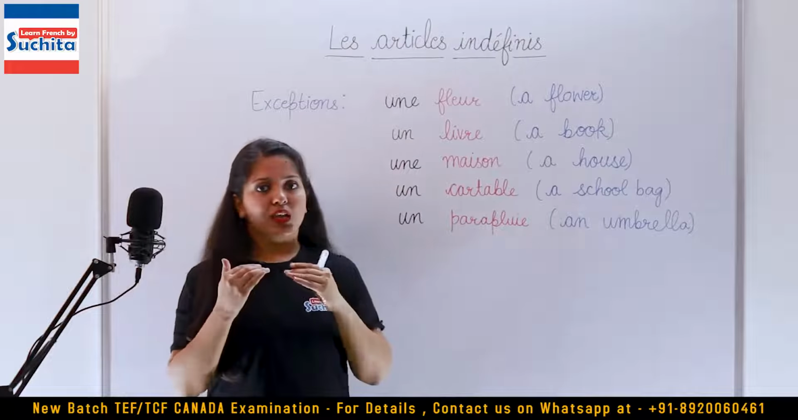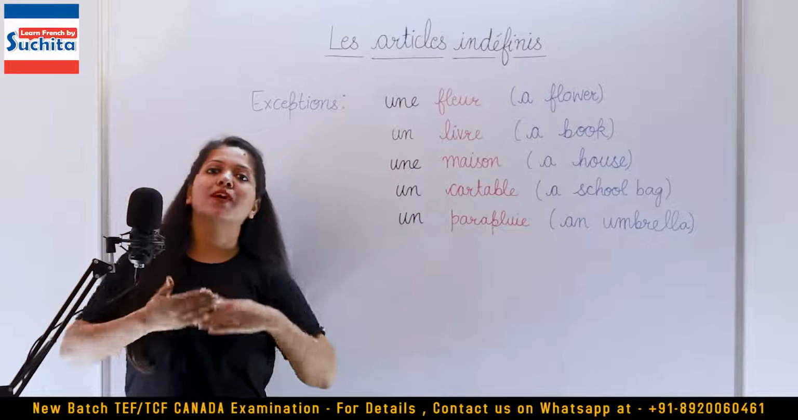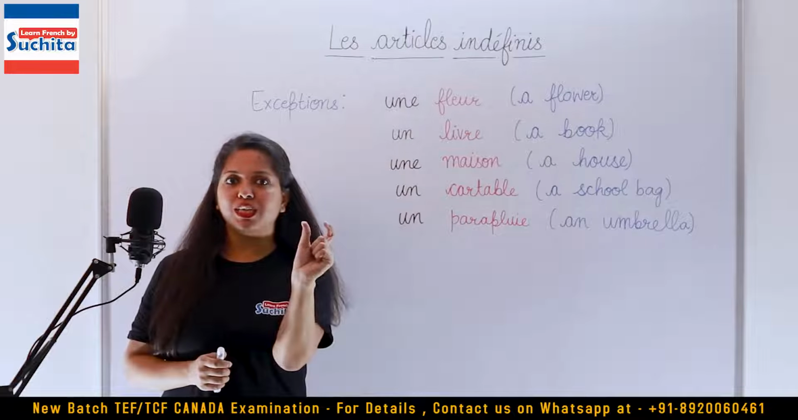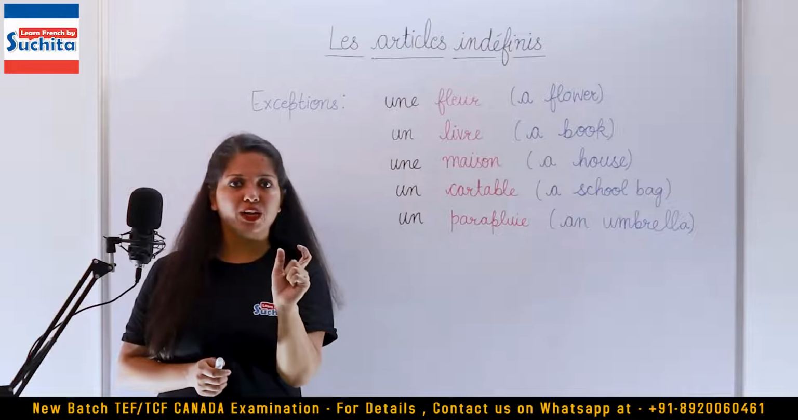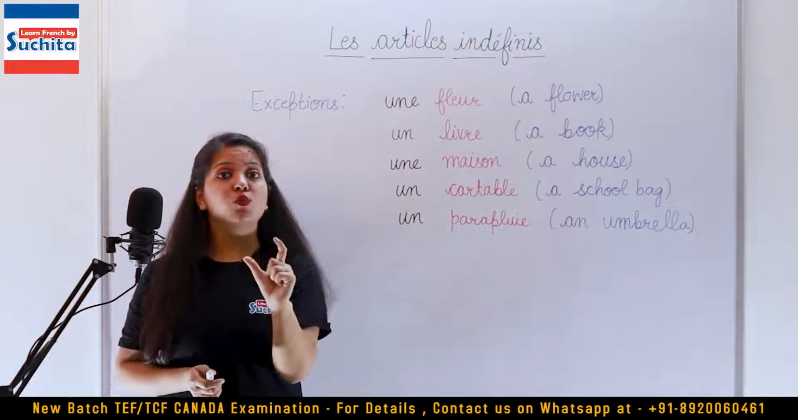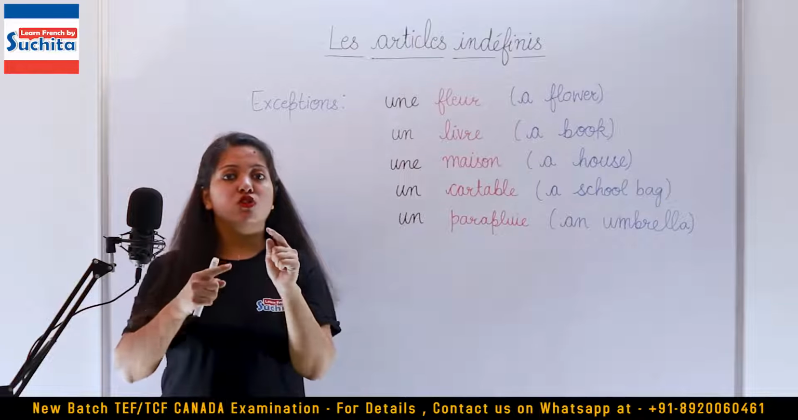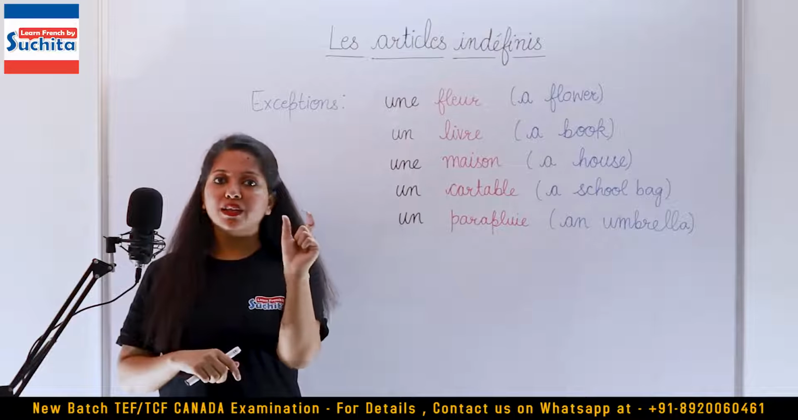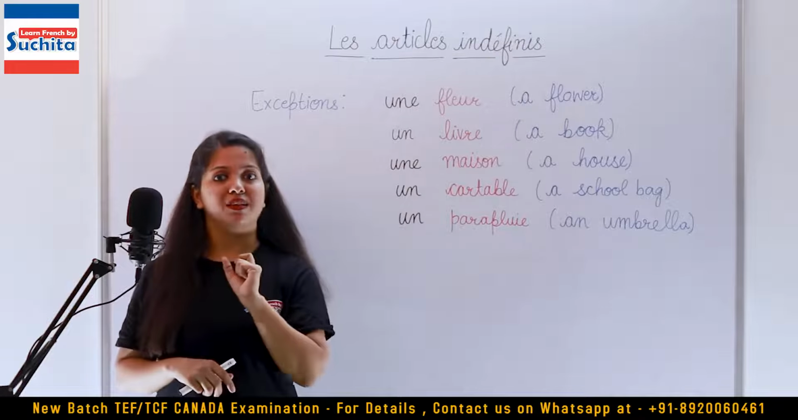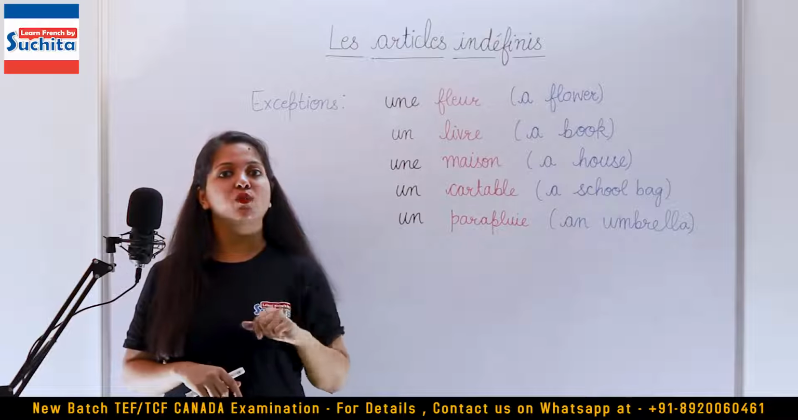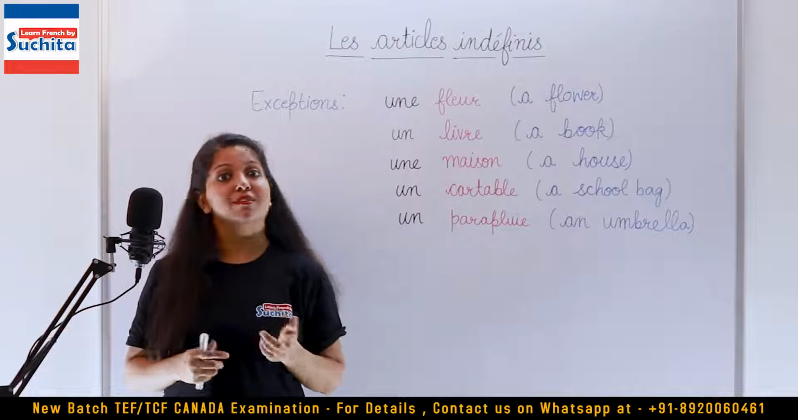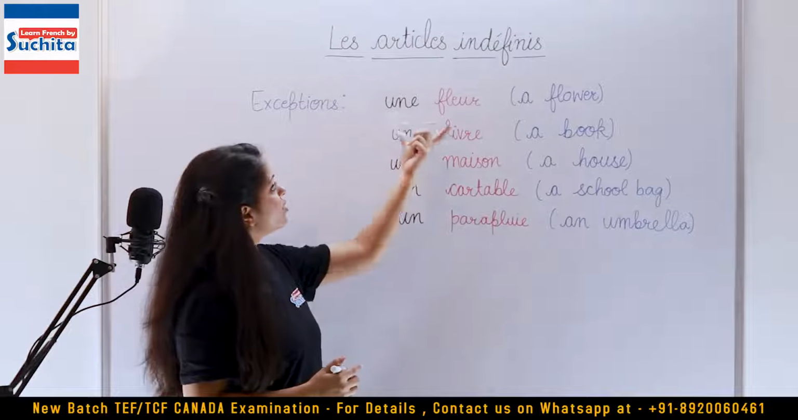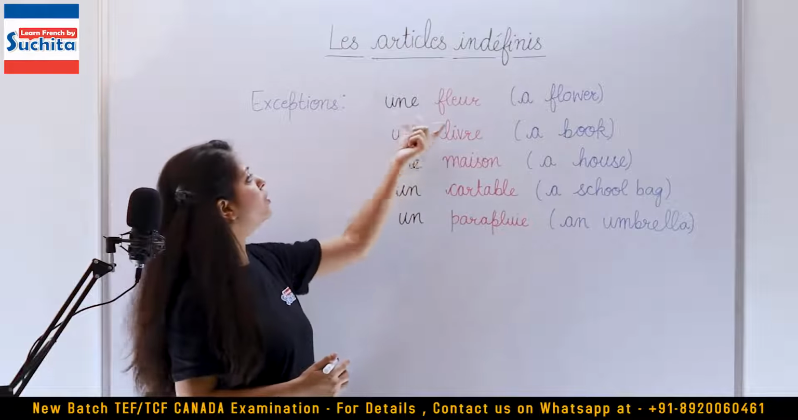So see, if the word is an exception, the rule becomes opposite. Just now I told you that the words which end with E are feminine, and the words which do not end with E are masculine. So if the word is an exception, this rule will change. If the word ends with an E, then it will be masculine. And if the word doesn't end with an E, then it will be feminine because it's an exception. So the rule will become opposite. So let's look at some of the exceptions that I've quoted here.